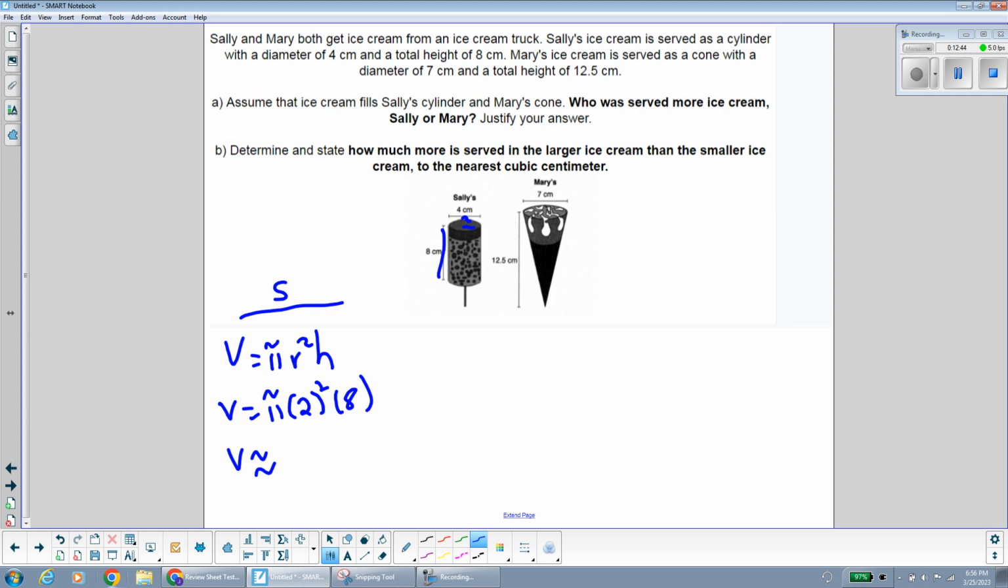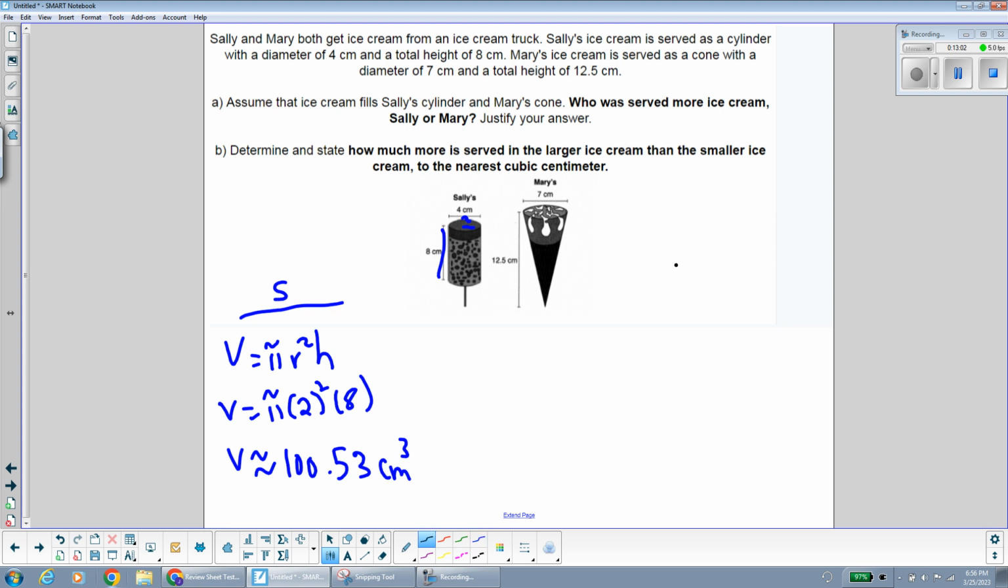So pi times 2 squared times 8. And I got approximately 100.53 cubic centimeters. Units are important. Both of the volume units here are cubic centimeters.